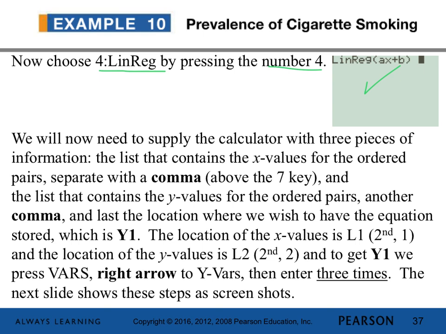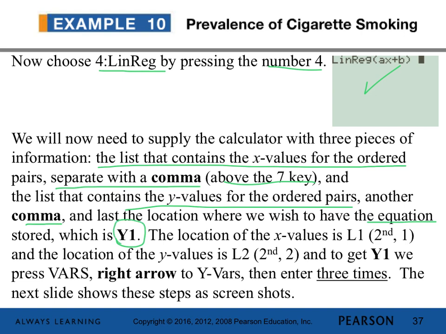We need to supply the calculator with 3 pieces of information. We need to tell it where the list that contains the X values for the ordered pairs is. Separate that with a comma, which is above the number 7 key. And then we need to tell it where the list is that contains the Y values for the ordered pairs. Then you're going to put in another comma, because the comma separates the pieces of information. The last thing is we're going to tell it the location where we want the equation stored, and we want to store it at Y1 on your Y equals menu.